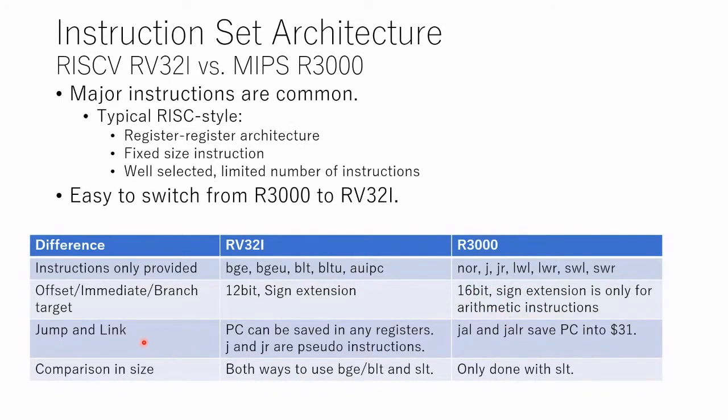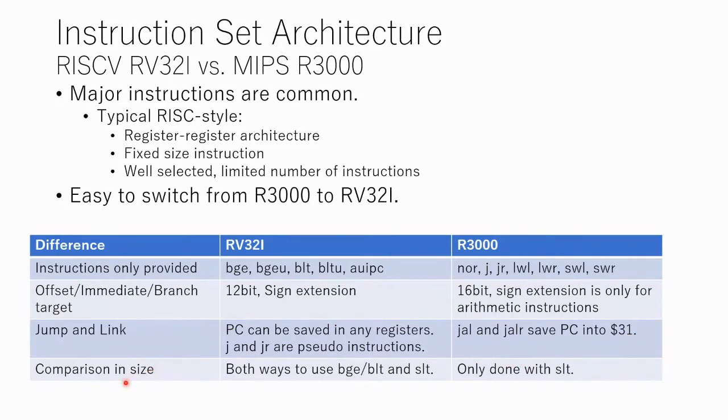Well, jump and link is somehow different. In RV32I, the PC can be saved in any register. So jump and jump register are implemented by using this function. So they are implemented with a suite of instructions. But R3000 uses JAL and JALR, jump and link and jump and link register. And they save the program counter into a special register, the last register, register 31.